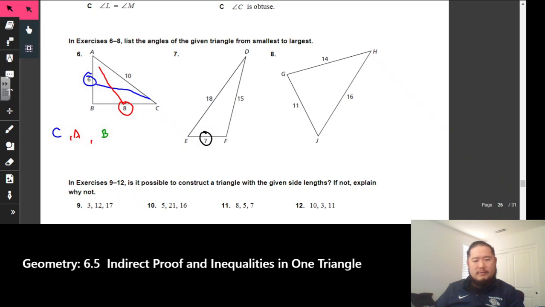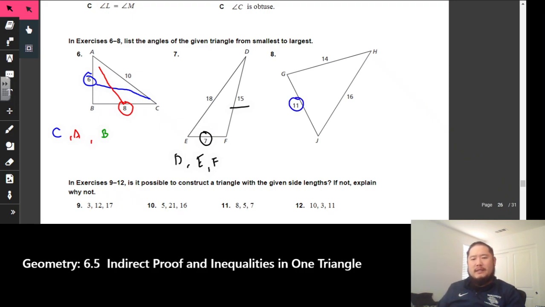All right, so D is the smallest angle. Then let's go ahead and take a look at the next smallest side, which is 15. That is opposite of angle E. And then finally, angle F, that's opposite of side ED, which is 18. Okay, so number 8, you can take a look at that, hopefully put it all together now.